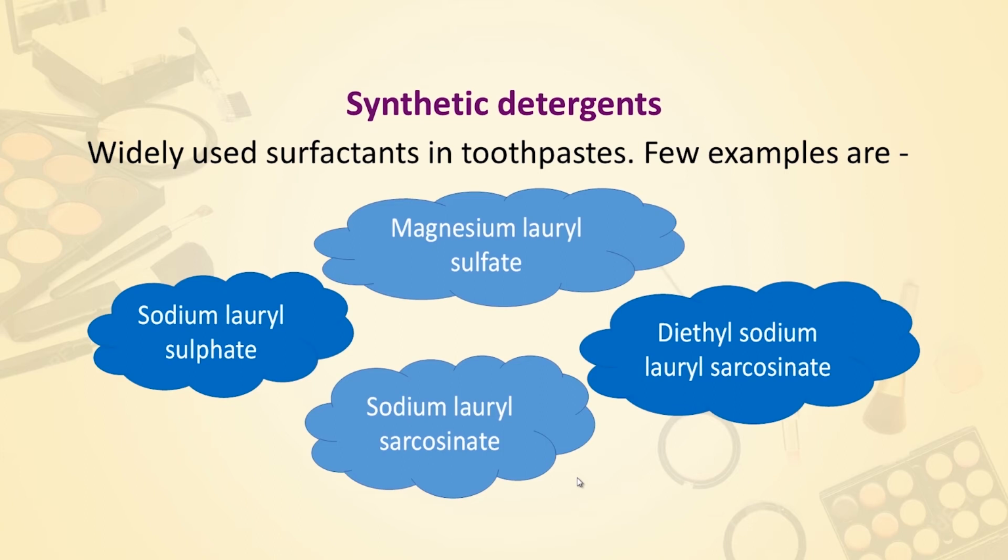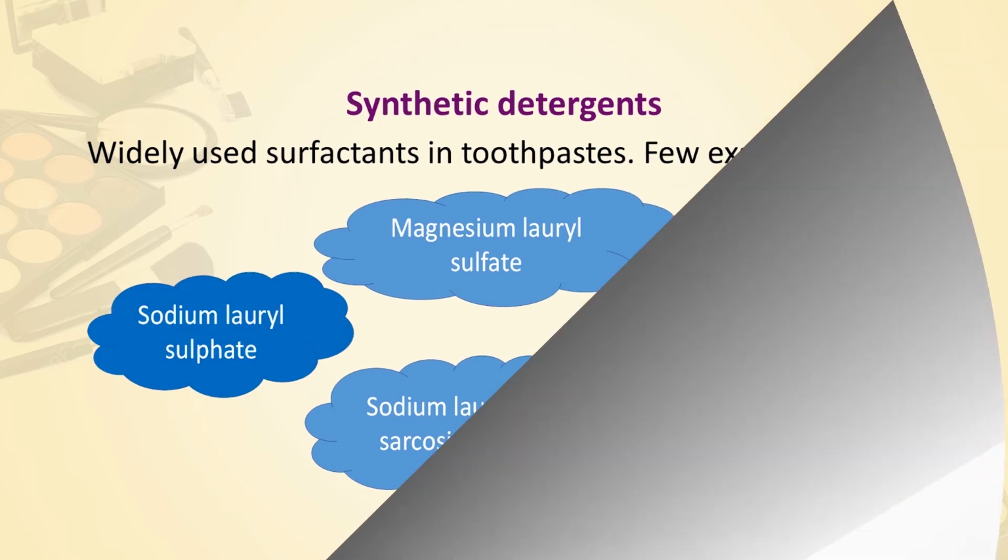Sodium lauryl sulphate is one of the most commonly used detergents, and others are magnesium lauryl sulphate and diethyl sodium lauryl sarcosinate. Detergent may also lower the abrasion effect of toothpaste.